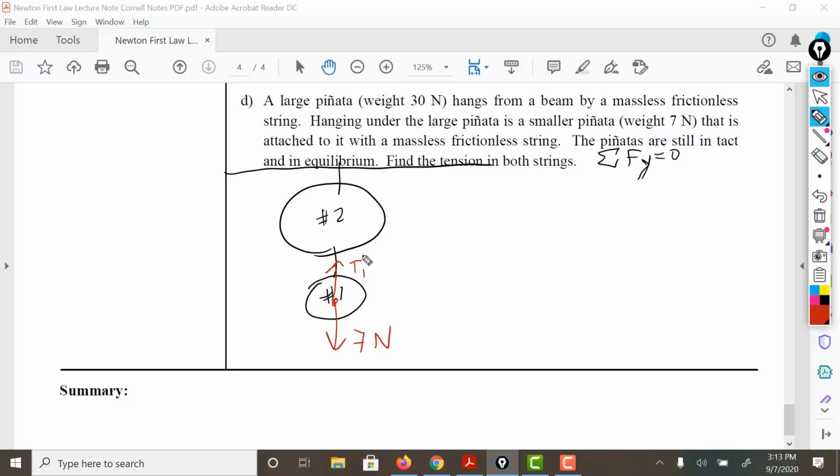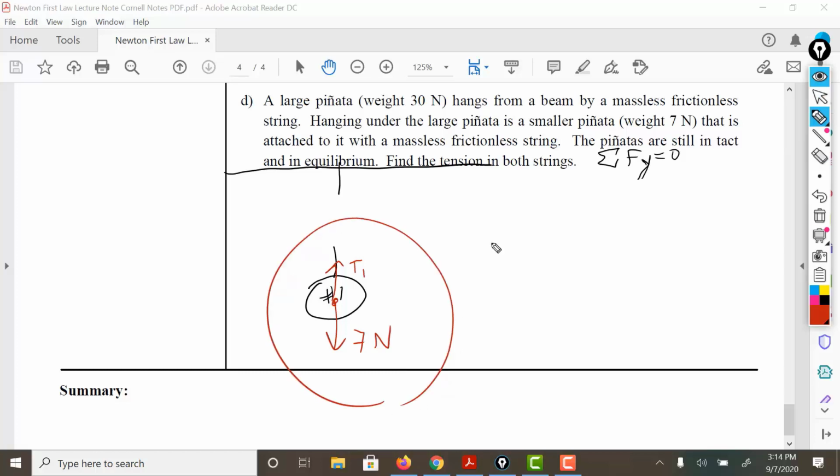So as far as we're concerned, this one doesn't exist. For now, it doesn't exist. I want to just focus on this one right here. So if I set up Newton's first law for this, we have to pick a positive and a negative. In this case, I'm going to pick down to be positive and up to be negative. It doesn't matter as much because this thing is not moving at all. It's just staying still. So we could have picked up positive and down negative if you want. I'm going to pick it this way.